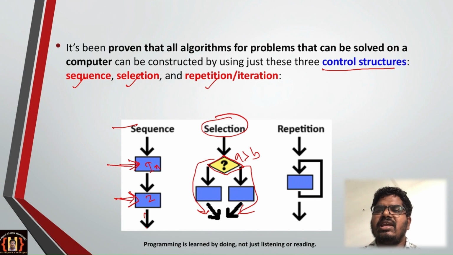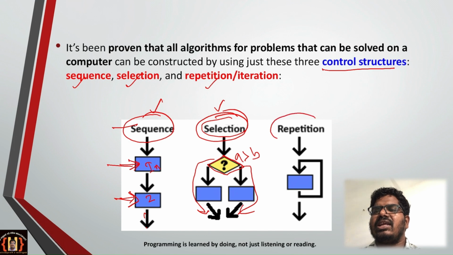Just understand, any problem can be solved using three types of constructs. Those constructs are, first the sequence, second the selection, and third the repetition. When I say repetition, what does it mean? This portion of the code or set of instructions will be executed again and again until some criteria has been satisfied. We'll execute all the instructions in this block many times until some condition has been satisfied. So these are the three constructs of an algorithm.